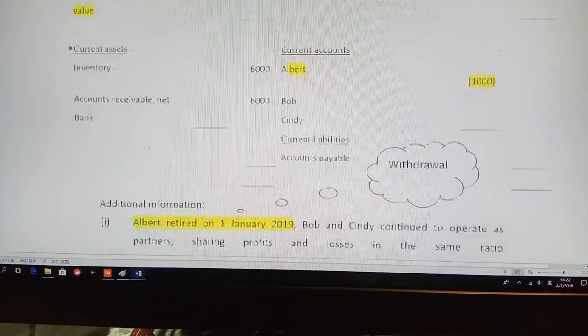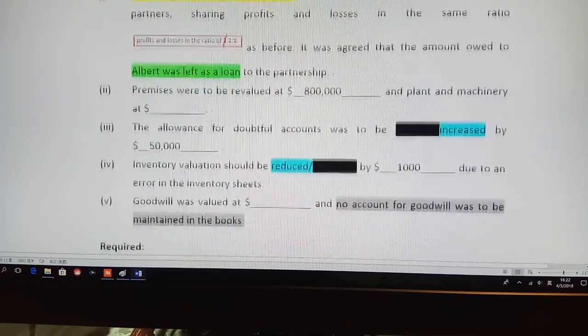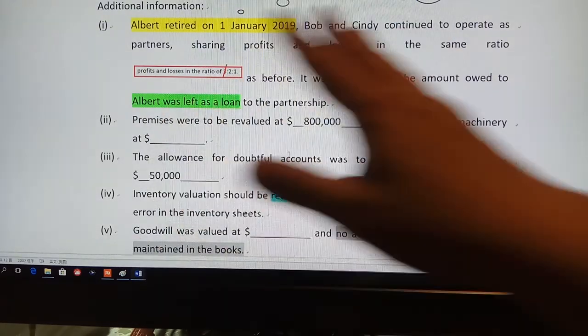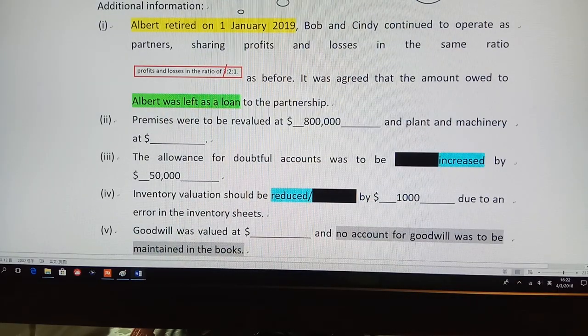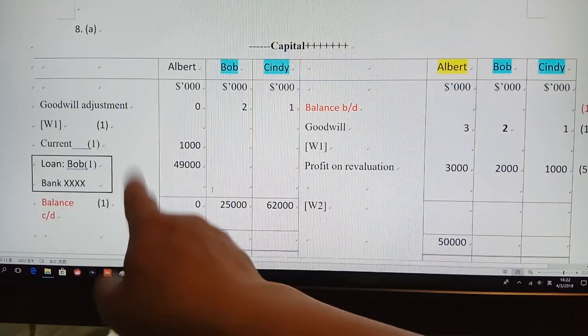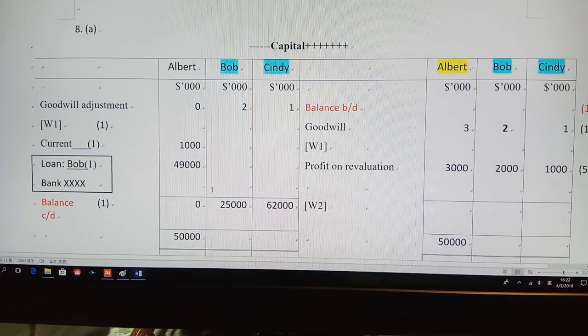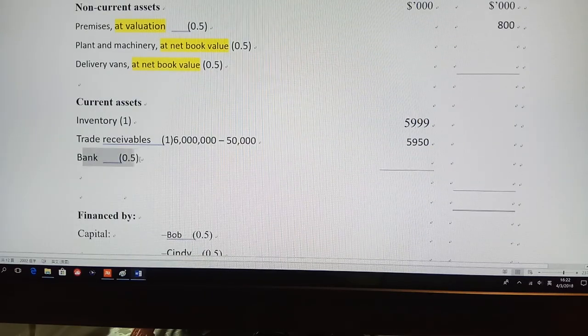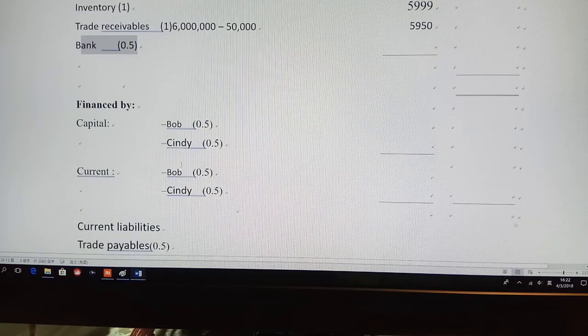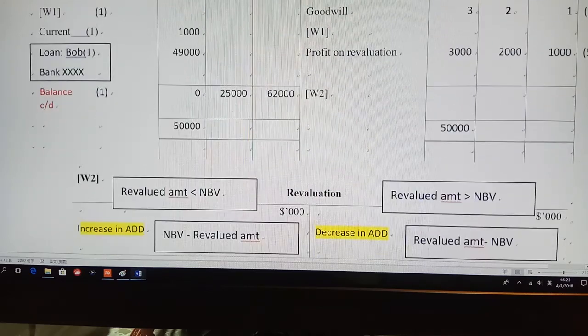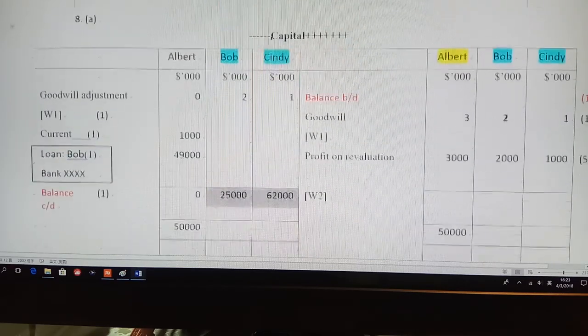Okay, for the bank balance, look at this. Apart from this bank amount, you should know that if the information involves a bank payment for Albert. Look at this. For capital, Albert did not withdraw any cheque or money from the partnership. So this bank account was the same as before. You just copy this amount. And for Bob and Cindy, we just copy these two figures in the capital account.